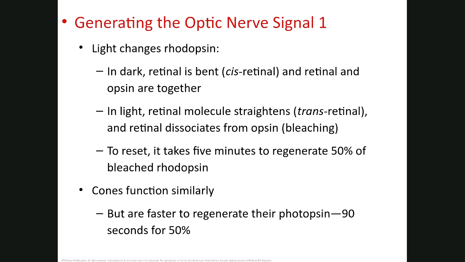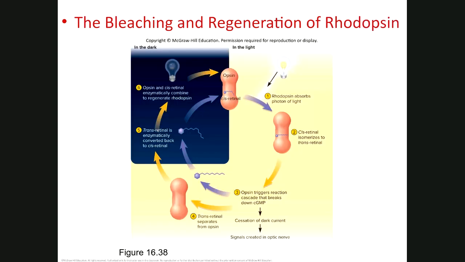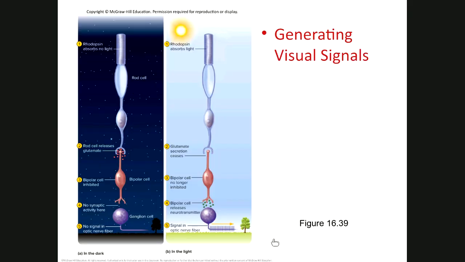Cones also react that way, creating the changes. So again, in the dark it has this bent retinal, and when exposed to light, it bleaches itself, creating a straight form. Then it goes to load up again in the pigment epithelium, and it's ready to bend again when it's exposed to light. This whole thing can repeat itself, where the cell replenishes through the pigment epithelium.